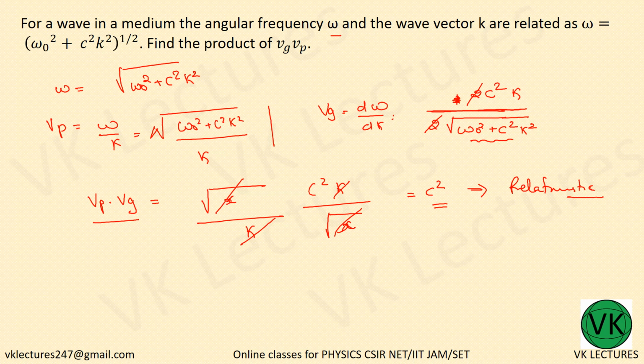Otherwise you can just write down what is Vg into Vp. If they ask you to comment on the velocity of the particle in the medium, then you need to mention the relativistic quantity, otherwise not.